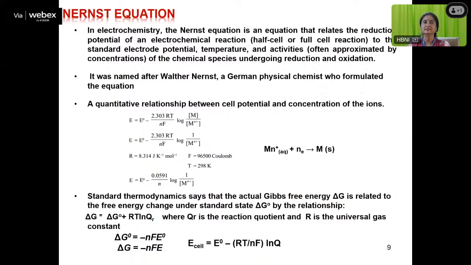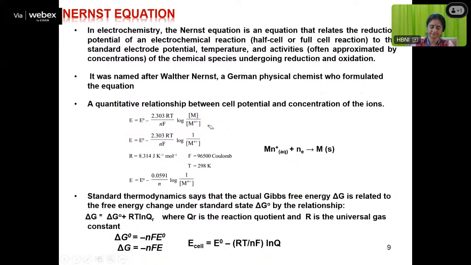Now a quantitative relationship between cell potential and concentration of the ions is given here. E is the electrode potential, E0 is the standard electrode potential, and E equals E0 minus 2.303 RT by nF log of reduced species by oxidized species. R is the gas constant, F is the Faraday constant, and T is the temperature, room temperature, 298 Kelvin. Temperature is always represented in Kelvin rather than degrees centigrade. So this is the final equation, with a constant taking into account R, F and T. This is the final Nernst equation for a cell.